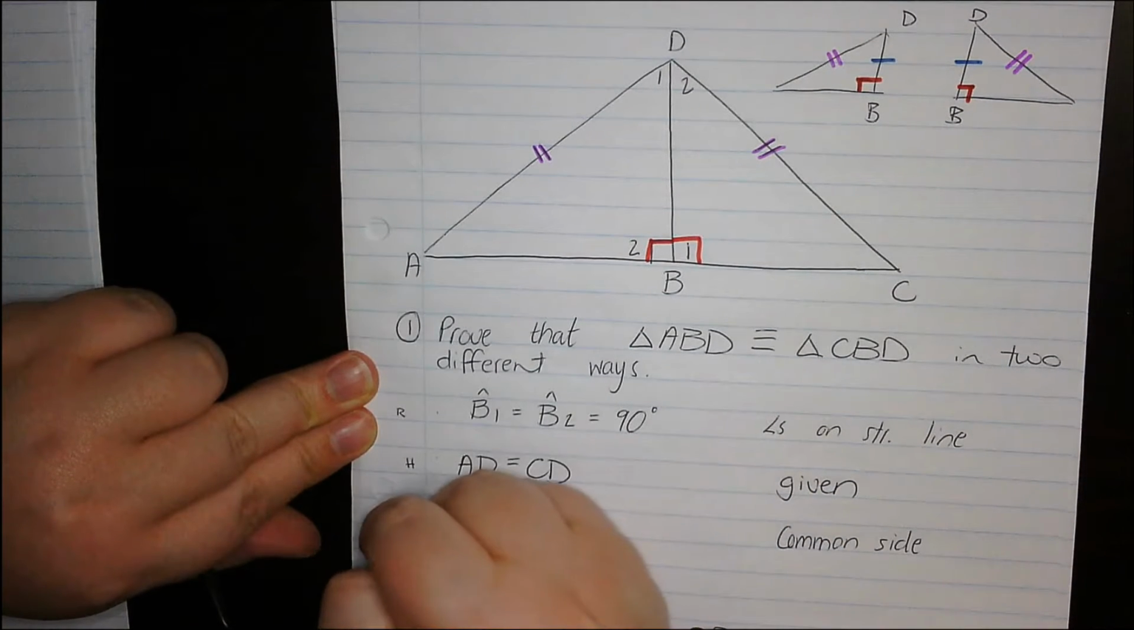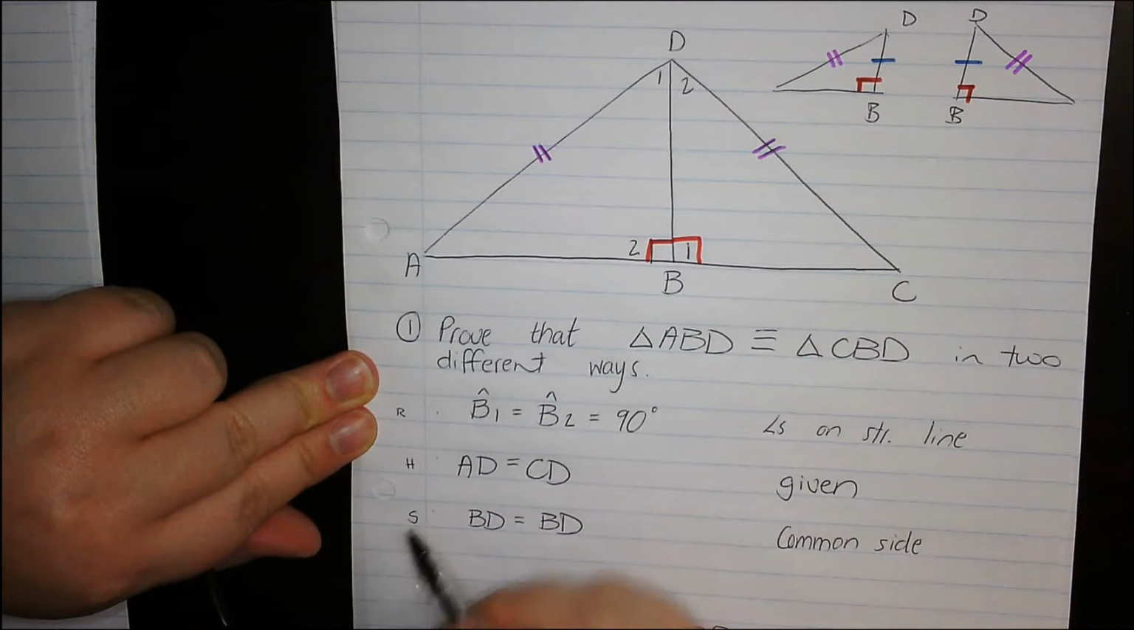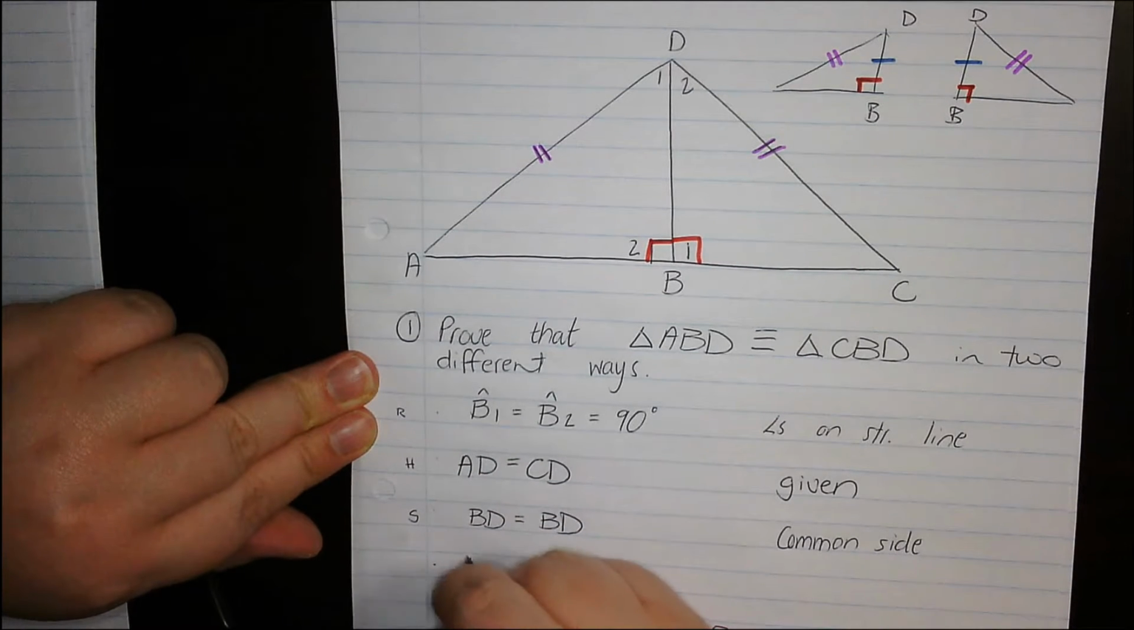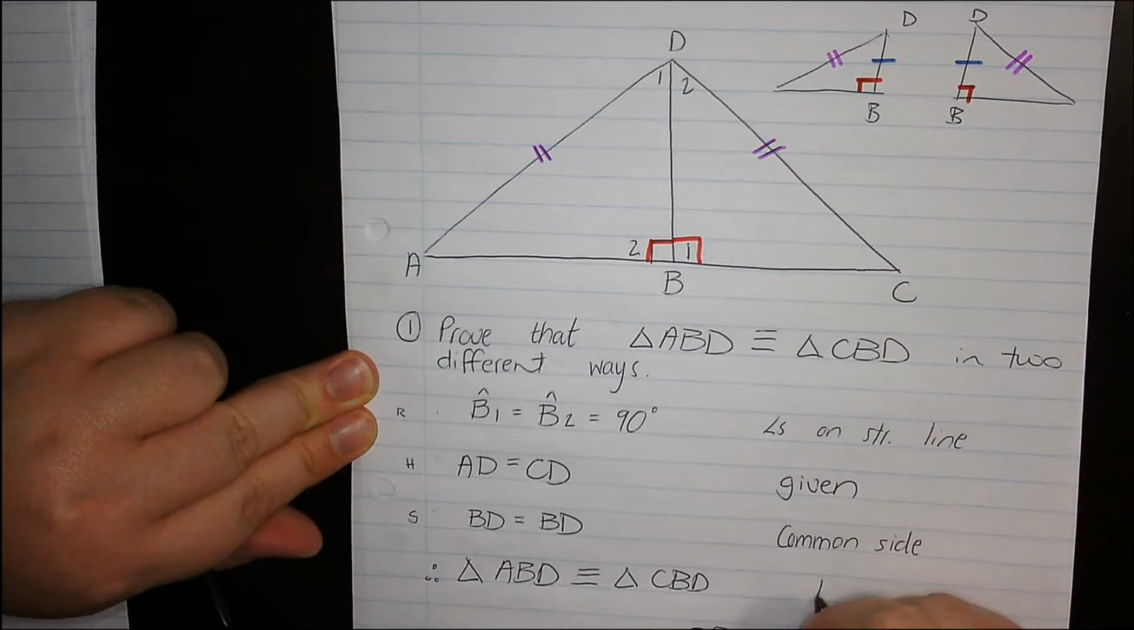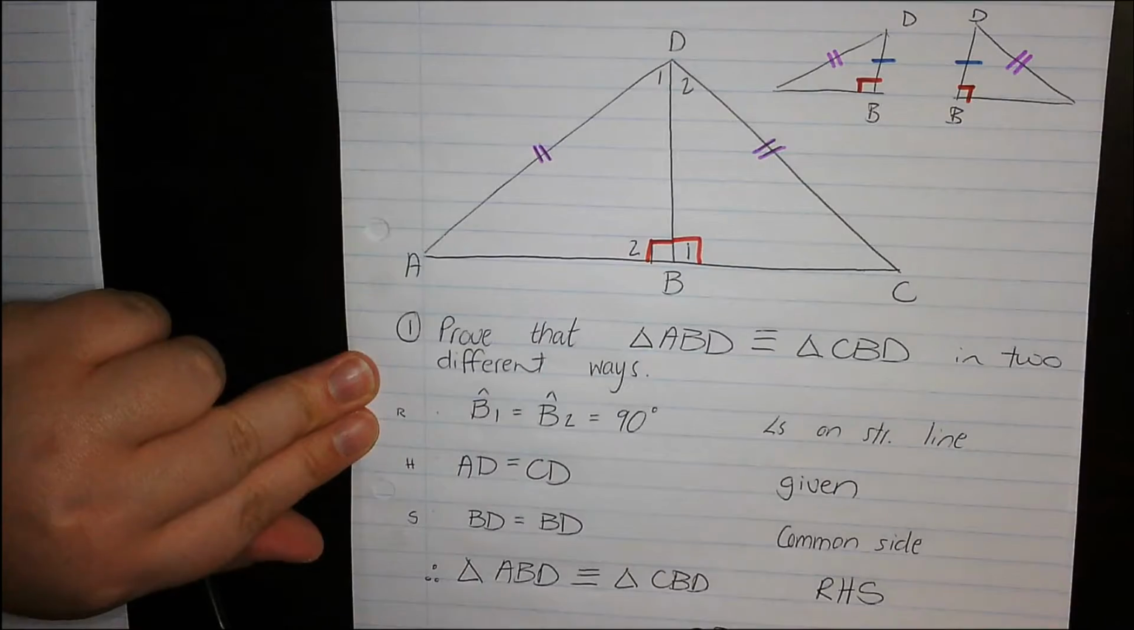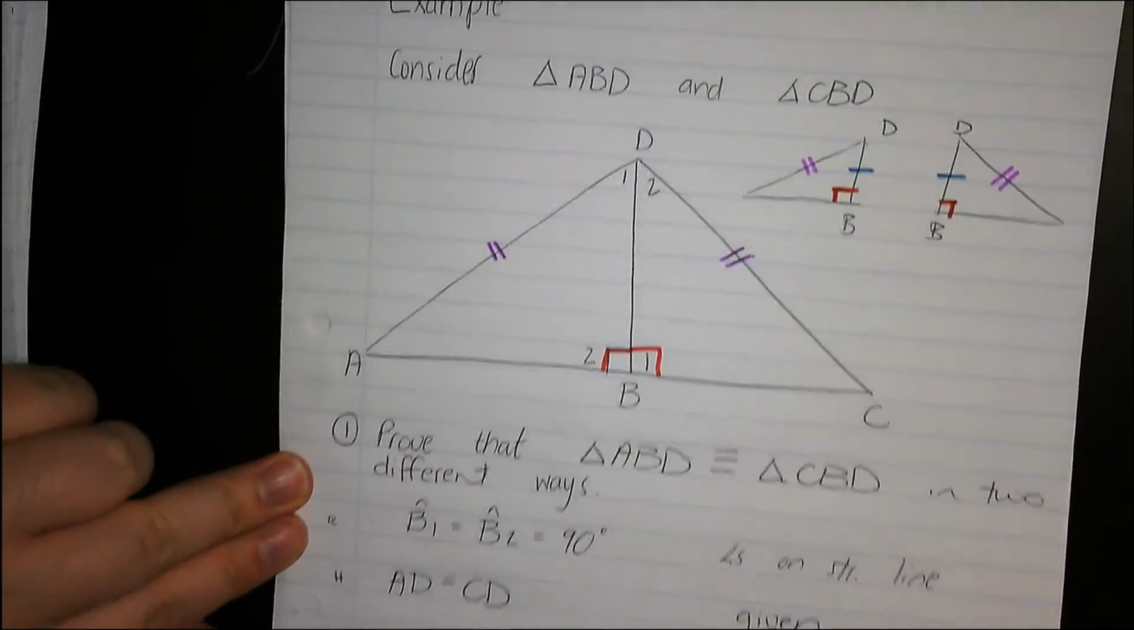So now we have our three conditions: right angle, hypotenuse, side. Therefore, triangle ABD is congruent to triangle CBD. And our reason is right angle, hypotenuse, side. That was quite easy, actually. Okay.